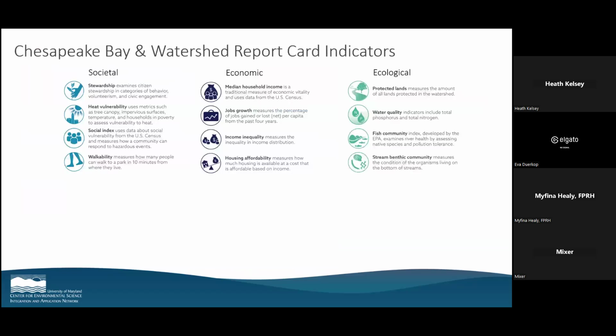So I won't go through these again. I think I'm running a little over time. So these are the indicators that are currently in the watershed component of the report card. And this is where we're continuing to work a little bit. So can you go to the next one?